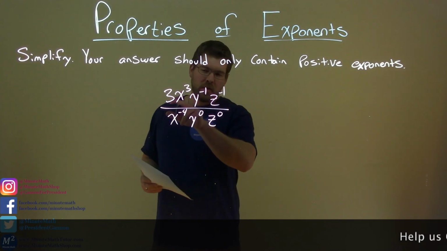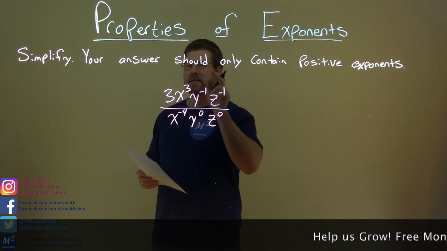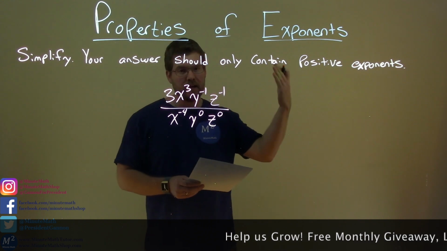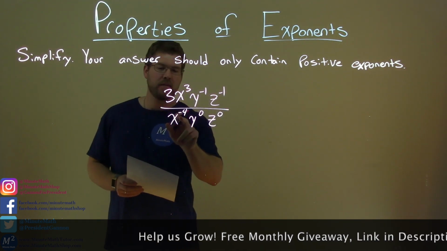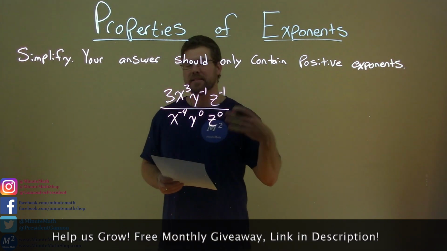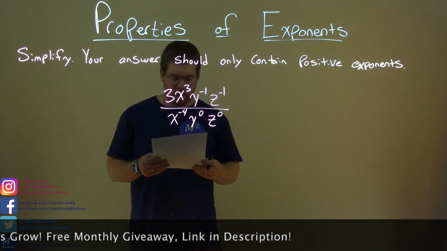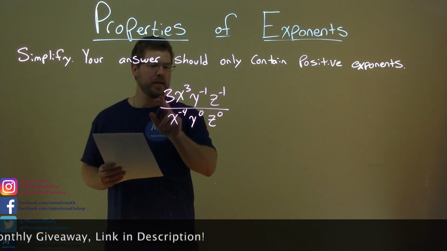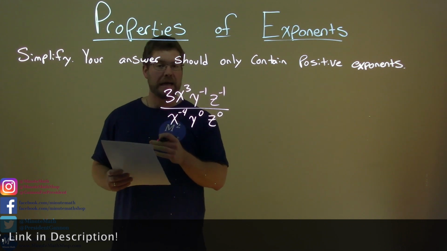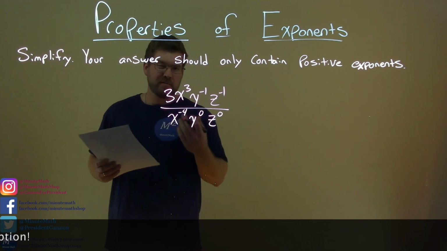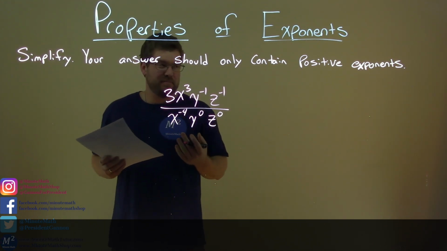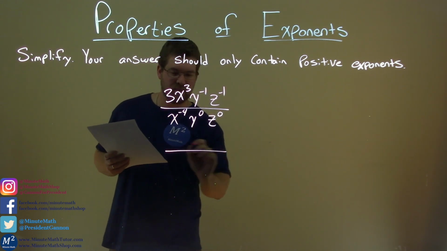So, 3x to the third, y to the negative 1, z to the negative 1 power, all over x to the negative 4, y to the 0, and z to the 0. I always first look at my coefficients. We have a 3 here and a 1 in front of that x to the negative 4th power. Well, the 3 really can't have anything done to it, so we just leave it as a 3.